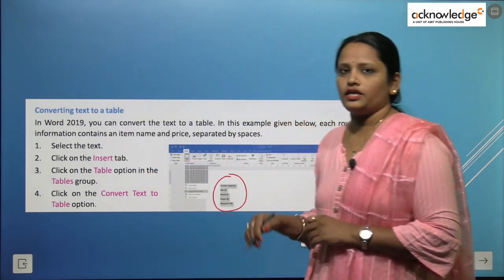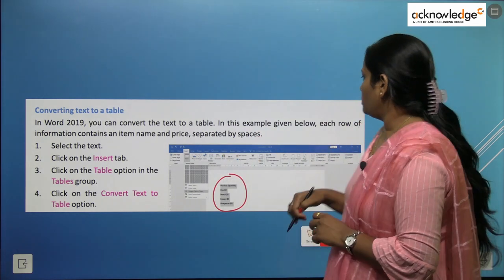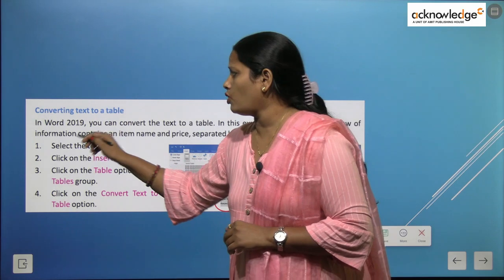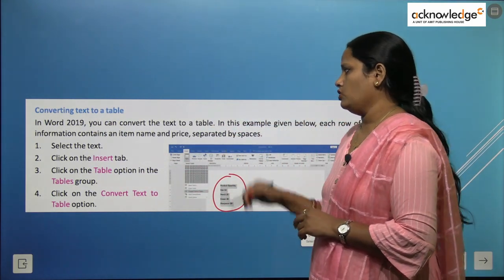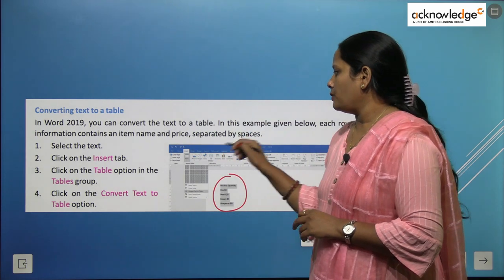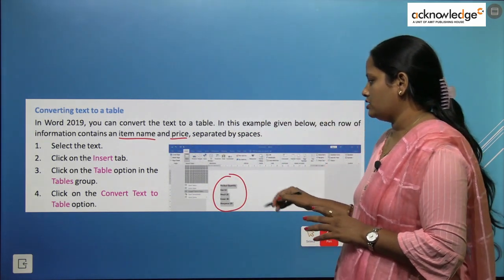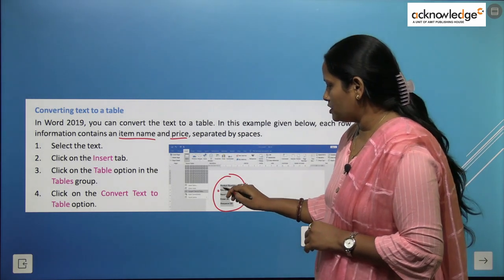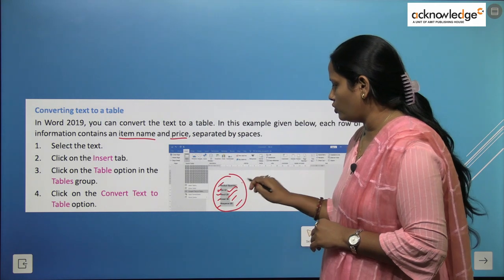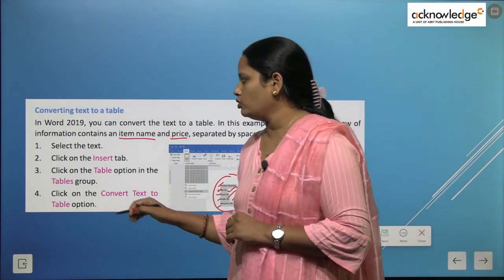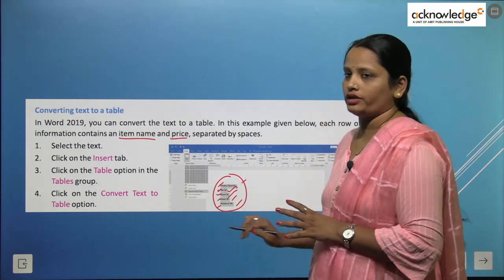In Word 2019, you can convert the text to a table. In this example given below, each row of information contains an item name and price separated by space. So here we can see the item name is given, the price is given and some space is given. Item is pen and the amount is given in front of those items. So what do we have to do? We have to insert a table and make it organized.